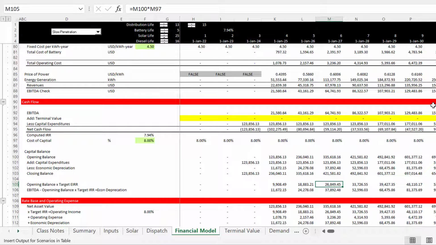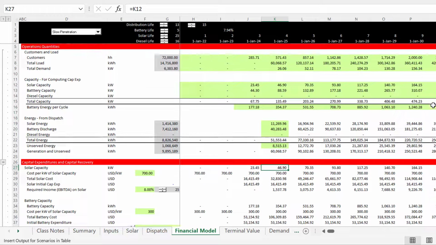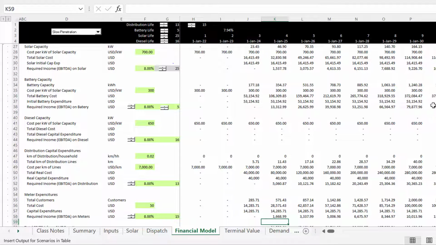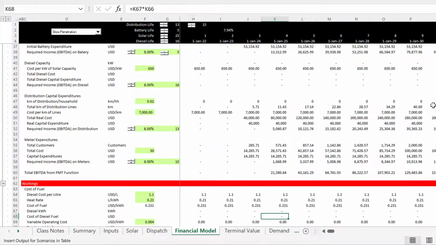If you use economic depreciation and you use the PMT function up here, we computed it for solar and battery, each with a different cost, each with a different capex, each with a different lifetime, and we computed the PMT function.